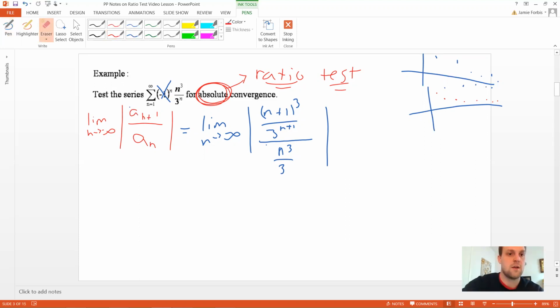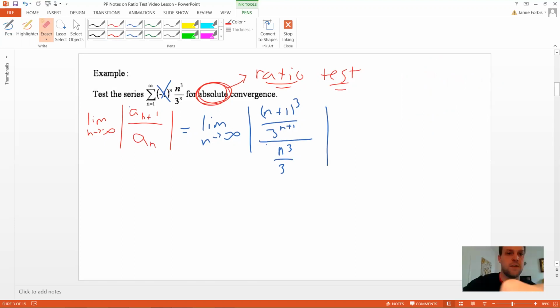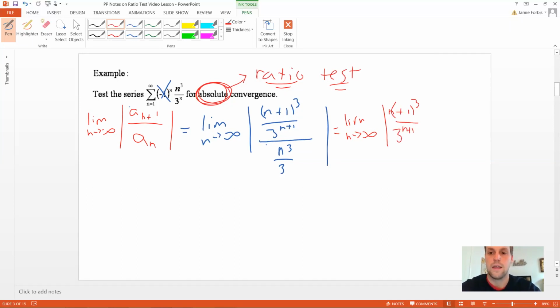Now, I'm going to erase that. All I'm concerned with is figuring out this limit. And it's going to be very, very procedural. It's going to be the very same steps every time. So this is going to be the limit as n approaches infinity, absolute value, and just same, change, flip. So it's going to be your n plus 1 cubed over 3 to the n plus 1, and then change to multiply and flip to 3 to the n over n cubed. Now we've got to simplify that and then figure out what the limit is as n approaches infinity.